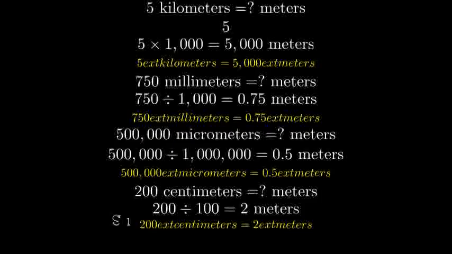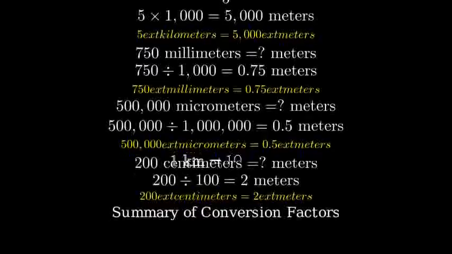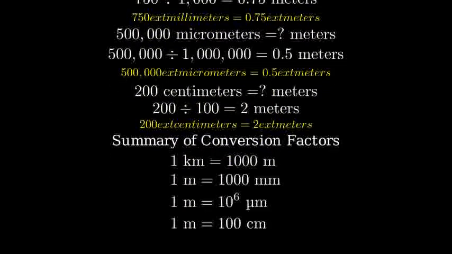Let's summarize. The key to conversion is knowing the factor between units. Kilometers have a factor of 1,000 to meters. Millimeters are divided by 1,000 to find meters. Micrometers are divided by 1,000,000. And centimeters are divided by 100. Stay organized with units, watchful for errors, and converting measurements will become a smooth and straightforward process.